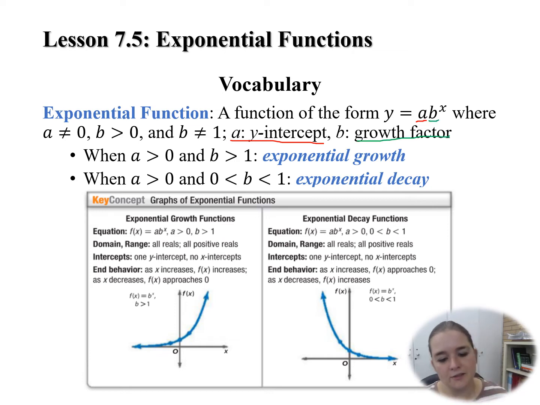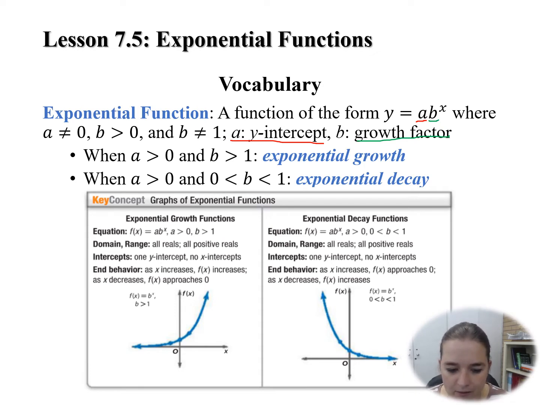But when a is greater than 0 and b is greater than 1, I have exponential growth. When a is greater than 0 and b is between 0 and 1, I have exponential decay. And so that key concept picture in the bottom there shows you what this looks like, my exponential growth and exponential decay. The idea of end behavior tells me what's happening at the ends, at the arrows of my graph.